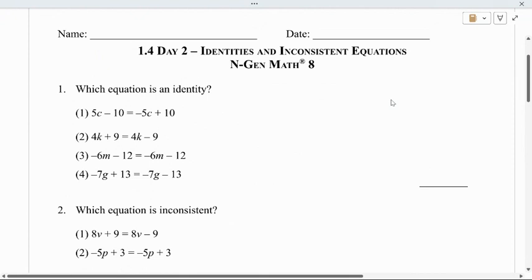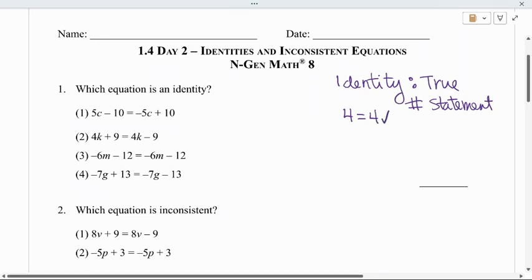Okay. So just like in our journal, we talked about identity. We use the word identity because they look what? They look identical. That's when you have a true number statement, like 4 equals 4. We also said that you have the same exact variable term and the exact same constants because they look identical. That's why it's called the identity.